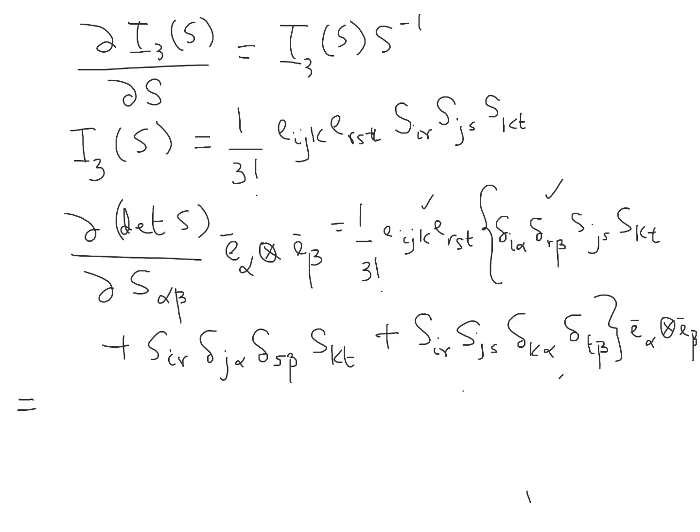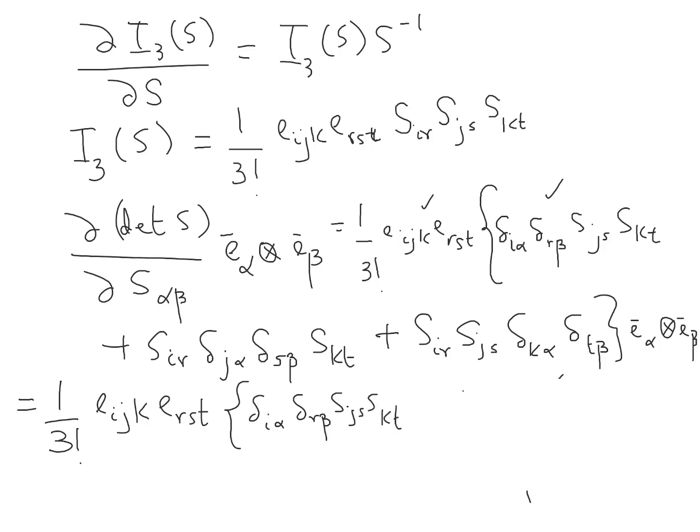So what happened here was, before we perform the contraction, we do a swap of the indices on the Kronecker delta, but ensuring that we maintain the position. So the next step is e_IJK, e_RST. First one stays Kronecker delta I alpha, Kronecker delta R beta, S_JS, S_KT. Because everything in the curly brackets are all scalars, so I can change their positions.